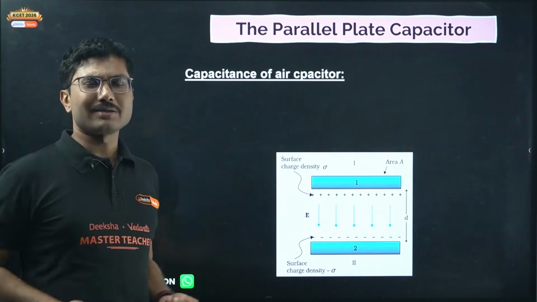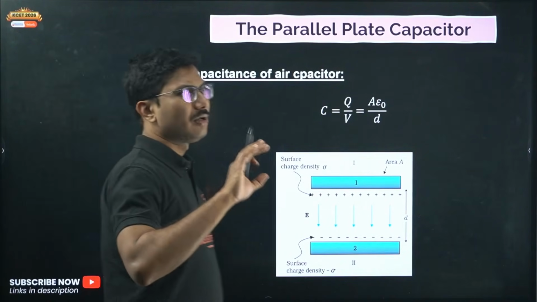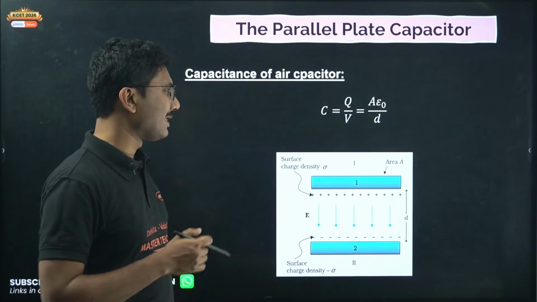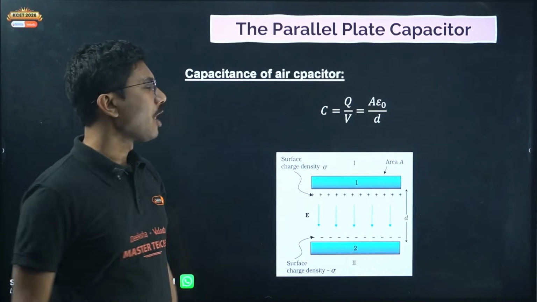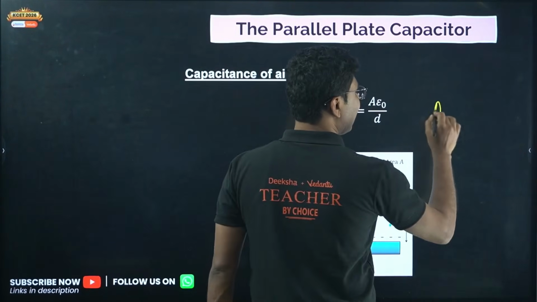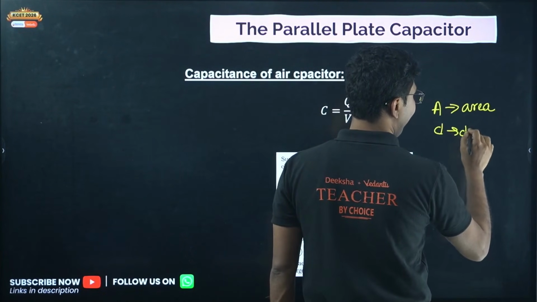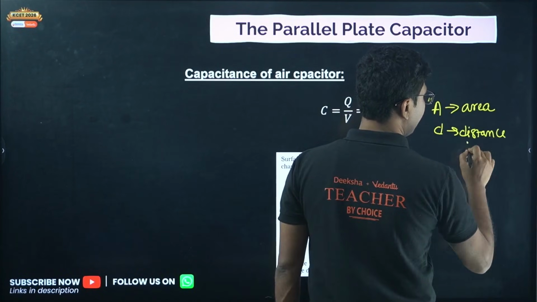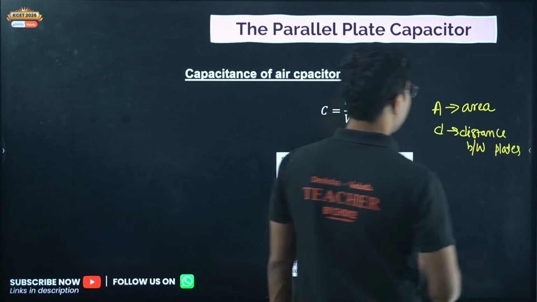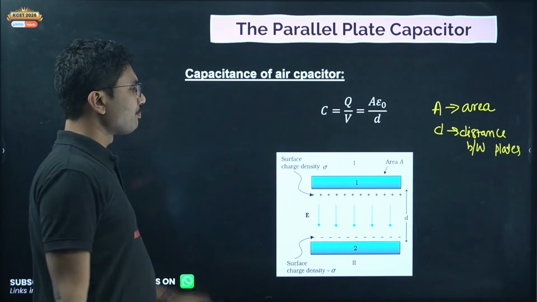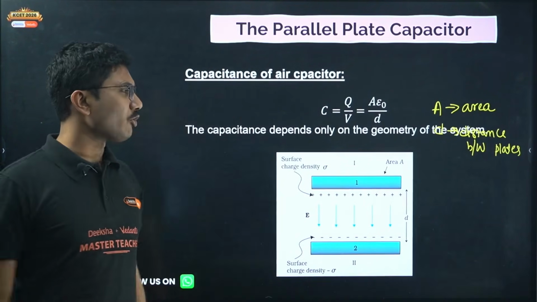But for your class, for your second PUC, the air capacitor is most common. For KCET level, slightly higher. The capacitance for an air capacitor is given by A epsilon naught by D. What is A? A is area, D is the distance between the plates, and epsilon naught is the free space permittivity, which you already know. So this is the formula for an air capacitor. The capacitance depends only on the geometry of the system.